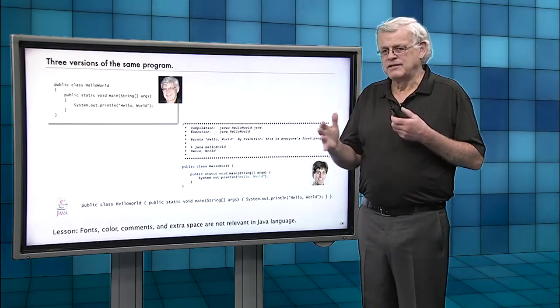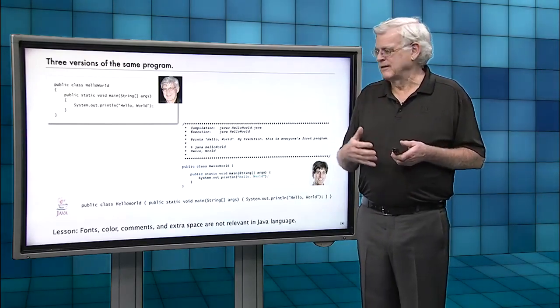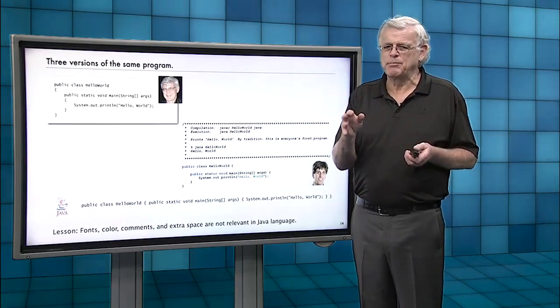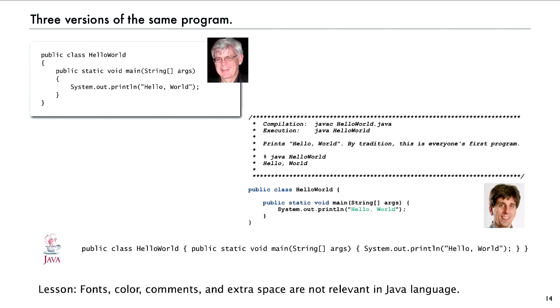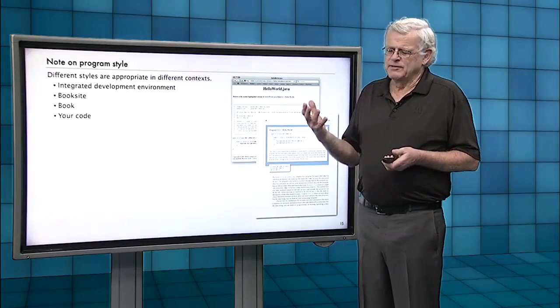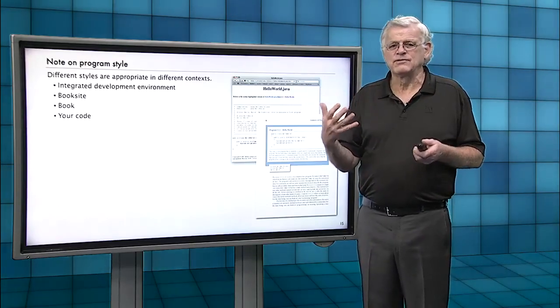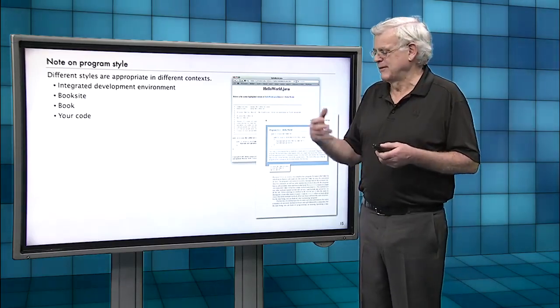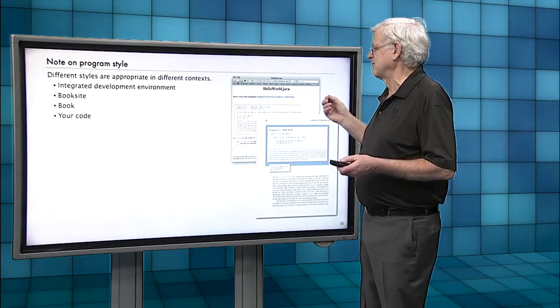And the thing about these different versions is that the color and the actual font, the comments, all the extra space, they're not part of the Java language. We use those, as a matter of style, depending on the context. They're all the same program as far as Java goes. And I'll talk a little bit more about that in a minute. The thing is that it depends on the context. Different styles are going to be appropriate for programs. The same way is true for a novel or a magazine article or whatever else.